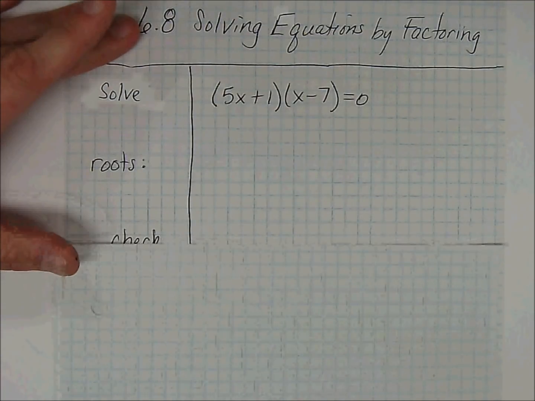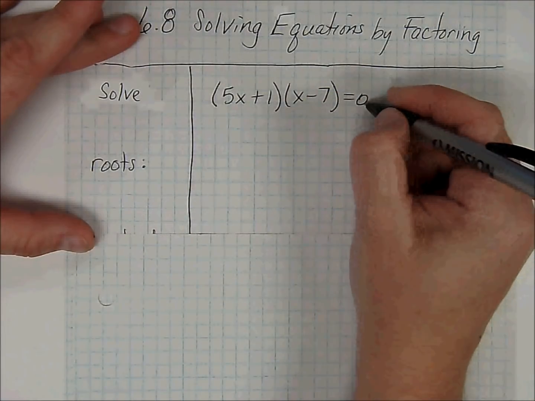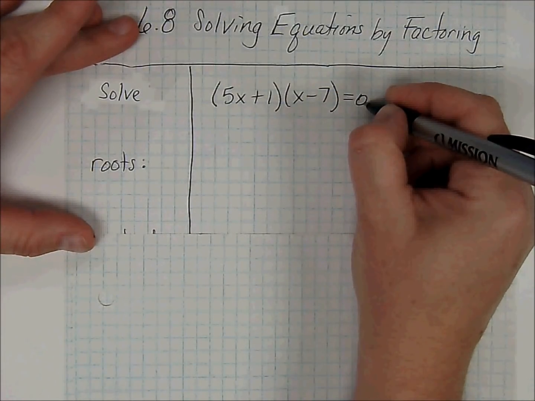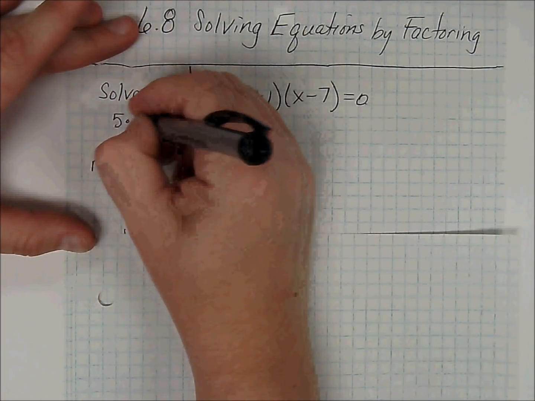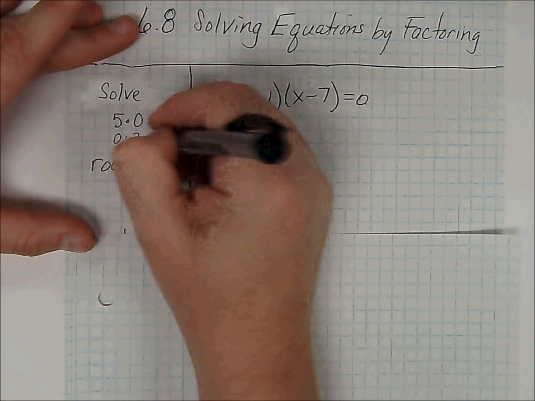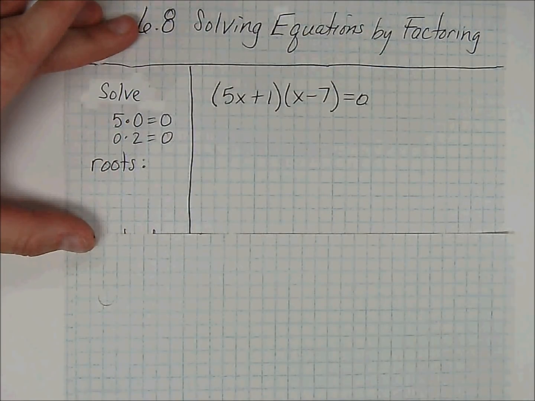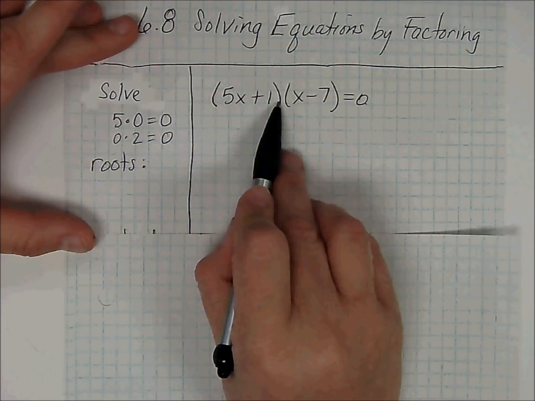In order to get 0 as an answer, I think back to what I did in primary school. 5 times 0 equals 0. 0 times 2 equals 0. I need something of a 0 to multiply to make it equal to 0. So either this piece has to be a 0 or this piece.